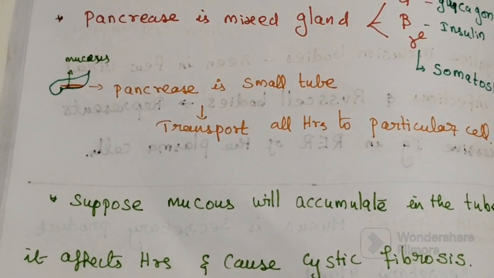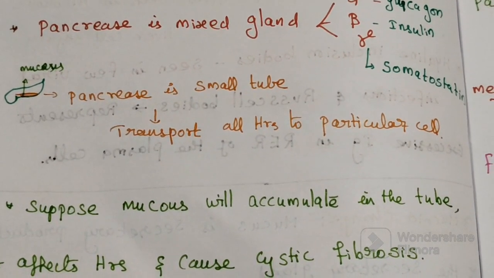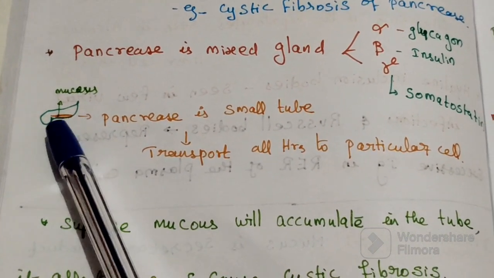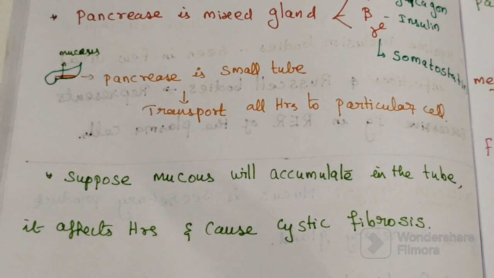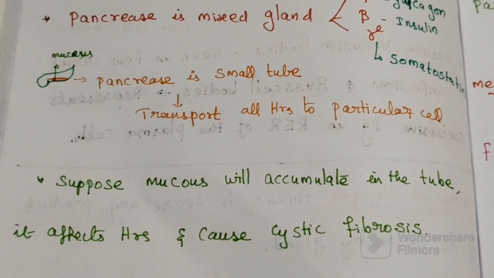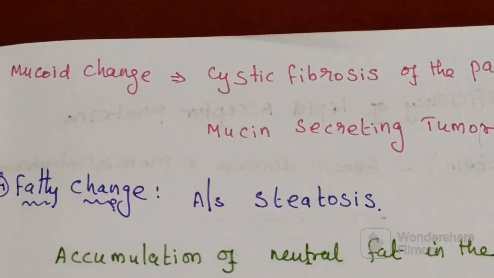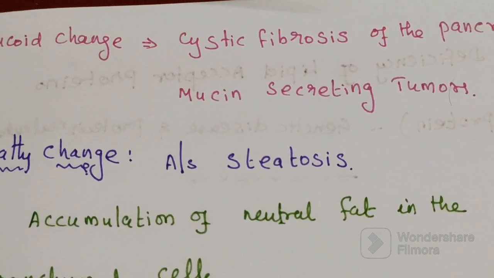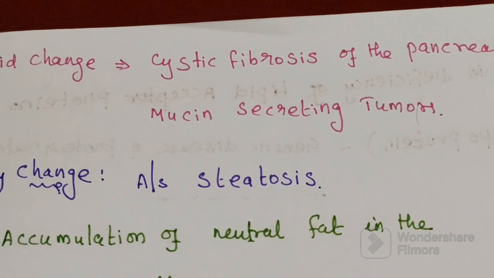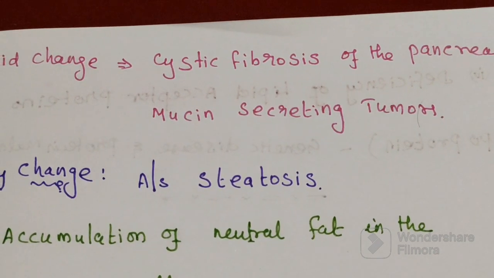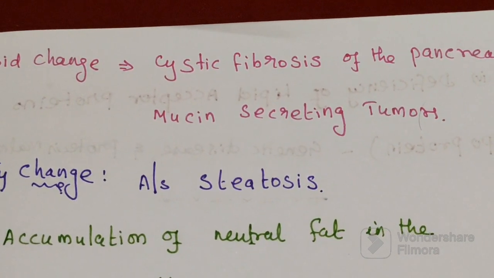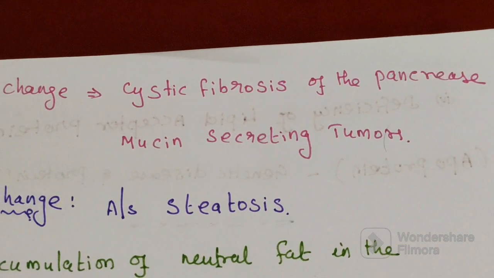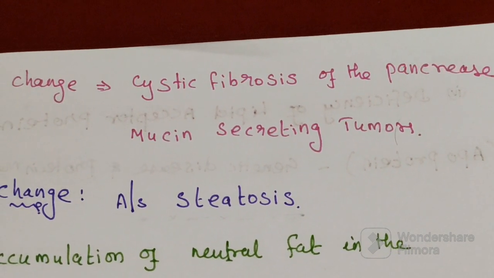So the pancreas has a small tube. What is its main role? To transport all hormones to the particular cells. Suppose all the mucin accumulates in this tube, what will happen? It will affect all the hormones, so it causes cystic fibrosis. What about the involvement of epithelial tissue under mucoid change? It causes cystic fibrosis of the pancreas and mucin-secreting tumors.